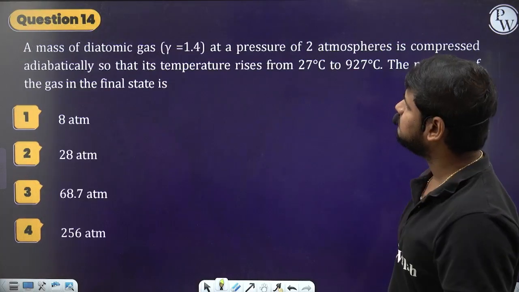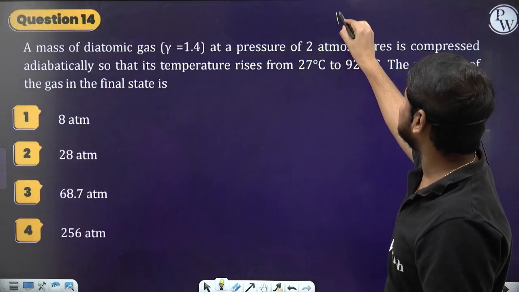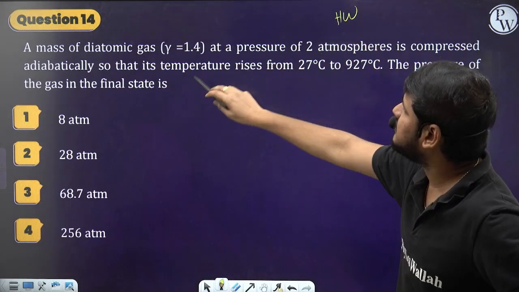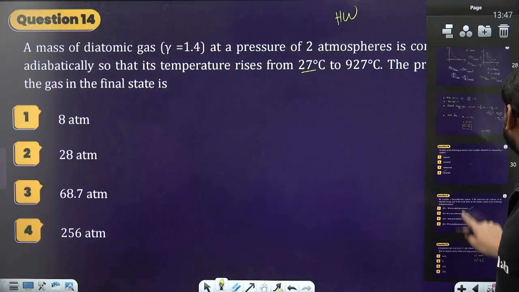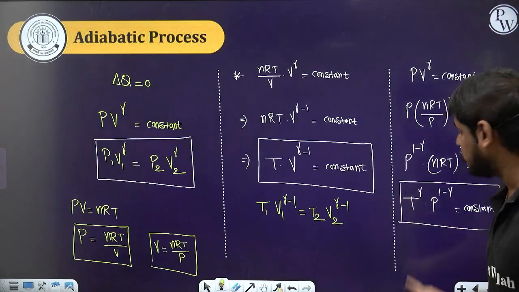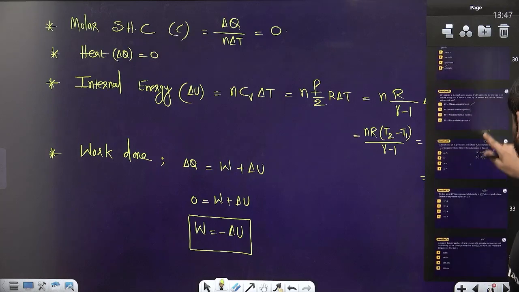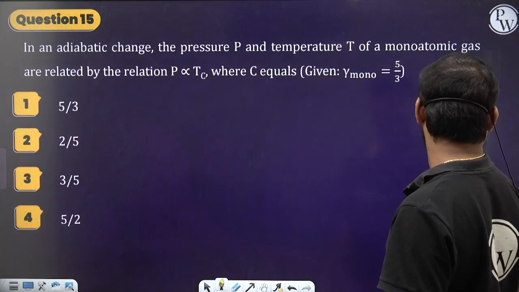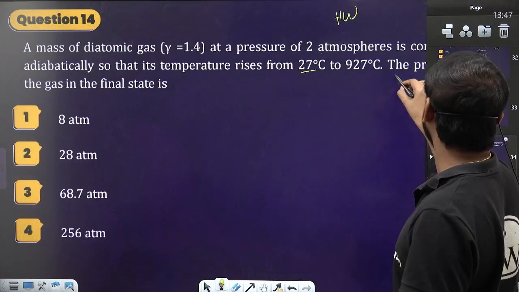Chalo. So in this question, this also you can do adiabatically. A diatomic gas at a pressure of 2 atm is compressed adiabatically so that its temperature rises. Pressure versus temperature, so you can use the PT equation here: T to the power gamma times P to the power 1 minus gamma is equal to constant. Easy one again. I'll give this also as homework for you. This question is homework 3.